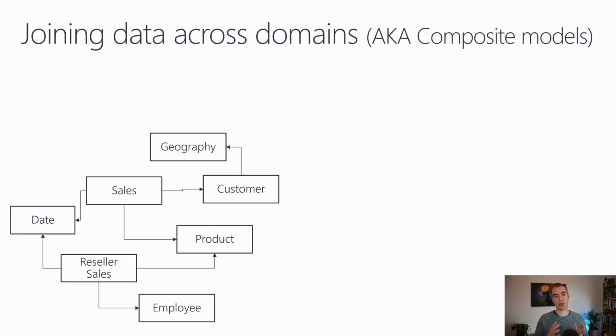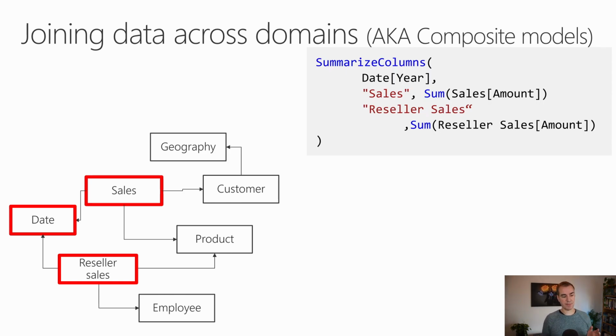So now we're going to talk about actually joining data across domains, also known as composite models. So here you see a schema. And from the schema, we want to see the sales amount from the sales table and the reseller sales amount from the reseller sales table by year. I just drag year, the sales amount column, and the amount column from the reseller sales into one visual, and it sends one single DAX query.